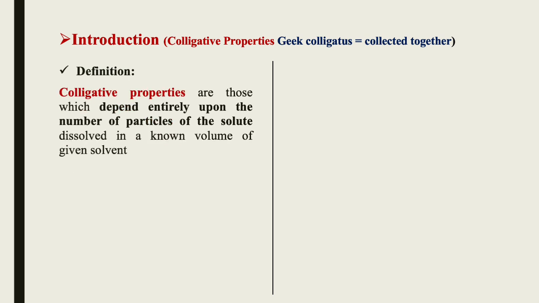Let's see the definition. What is meant by colligative properties? Colligative properties are those which depend entirely upon the number of particles of the solute dissolved in a known volume of a given solvent. So here you have two parts: one is the solute, another is the solvent. So how many particles of the solute are there? Based on that, the colligative property depends for that corresponding solution.